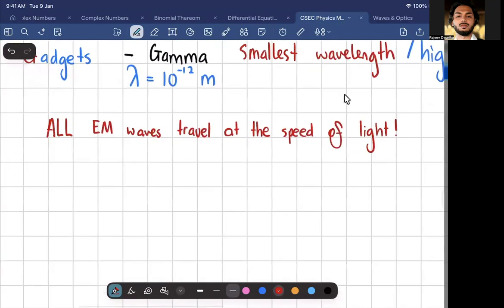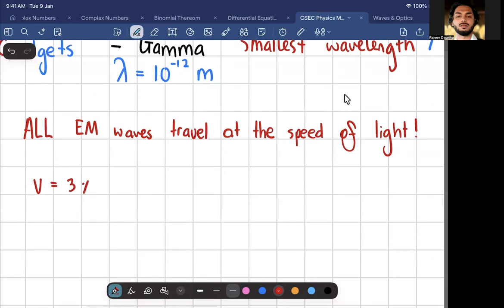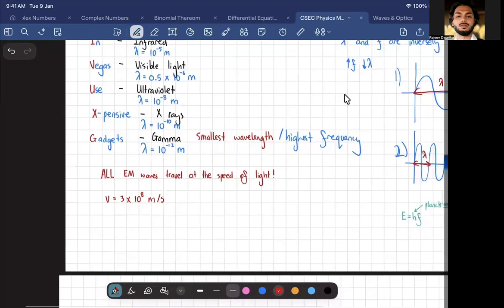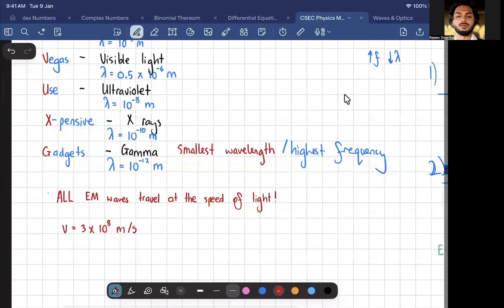Guys, I can't stress how important this is. So for all of these waves, V is equal to what? Does anybody know the speed of light? That'll be 3 by what? Ambika, you know? All right, 3 by 10 to the power 8 meters per second. So every single wave here is going to travel at the speed of light.